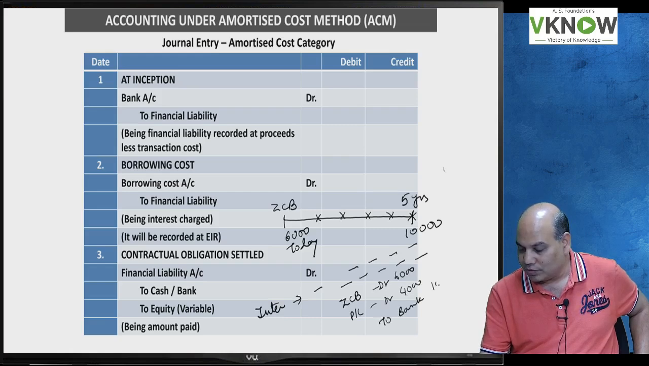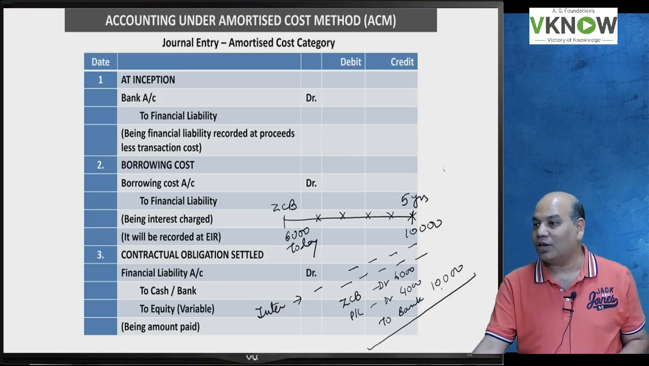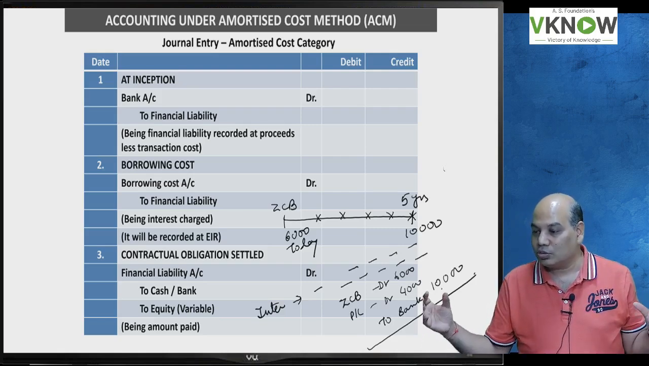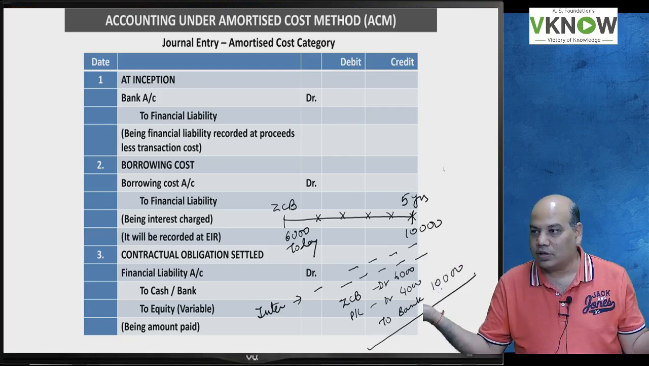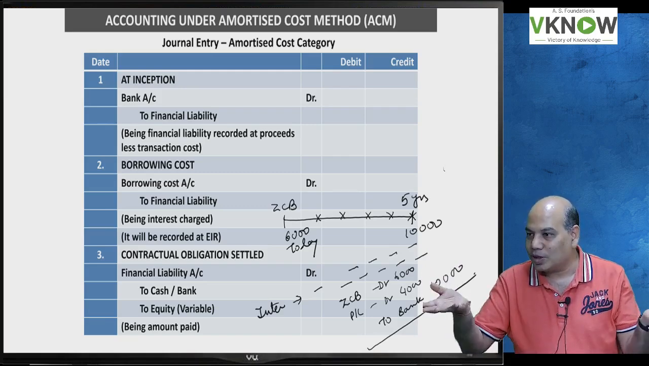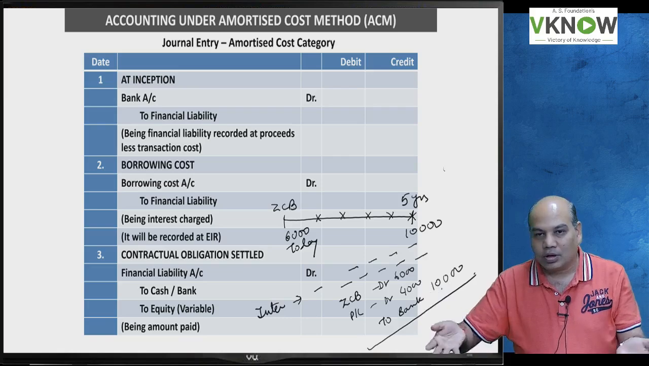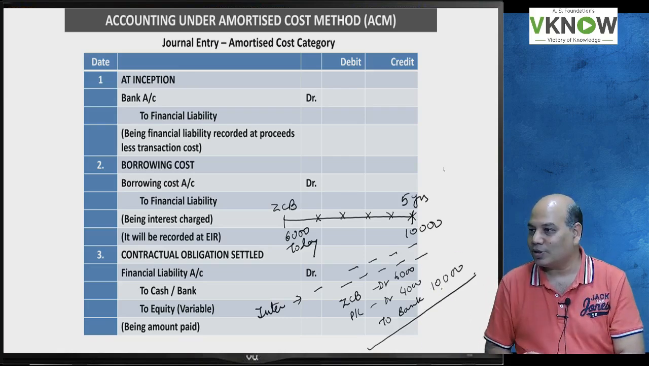Now visualize how much damaging effect it will have on the P&L account. You are using the money for 5 years. You never charge the cost of funds to your P&L account. And now you are charging the entire amount in the last year.